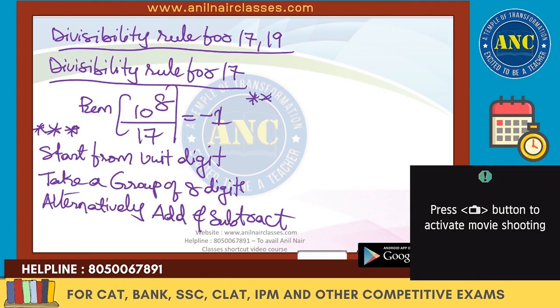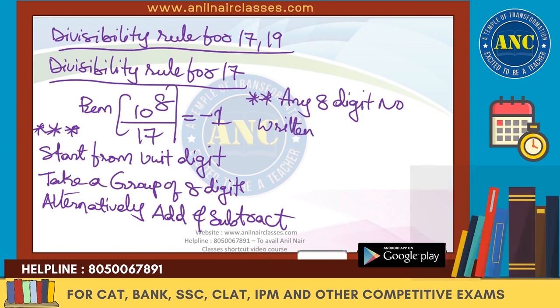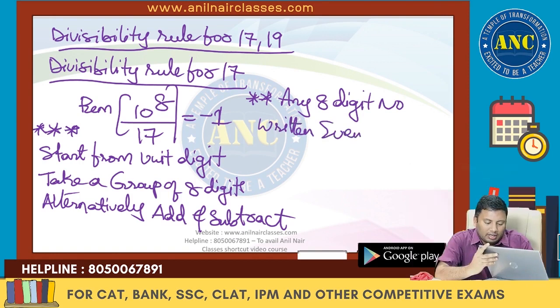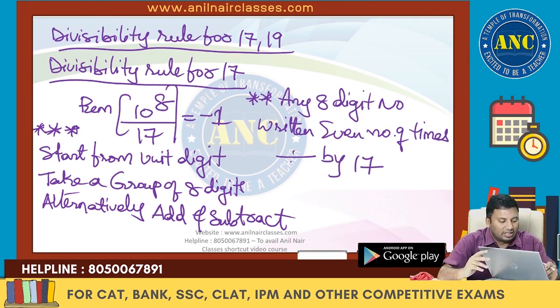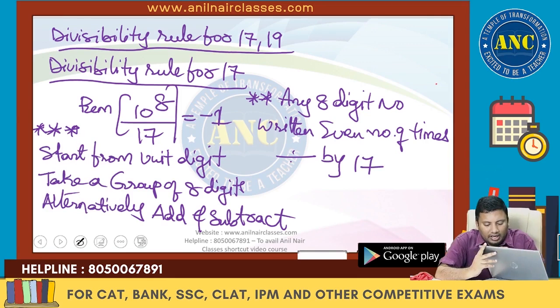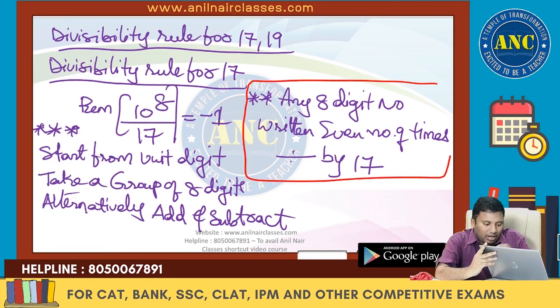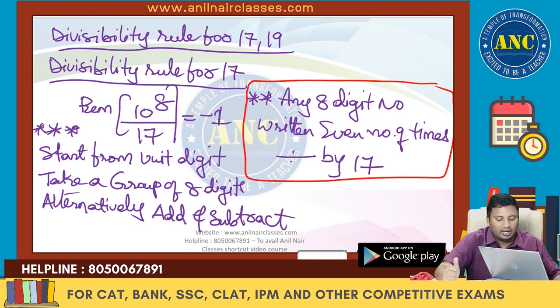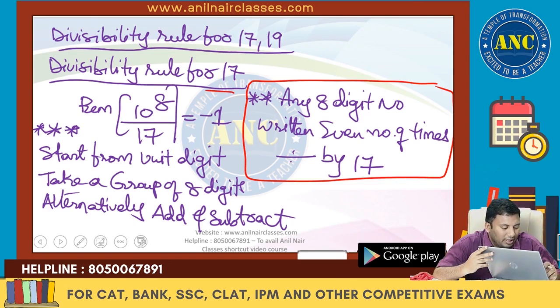Another point is any 8-digit number written even number of times. Any 8-digit number written even number of times is always divisible by 17. Please write down this point. If an 8-digit number is written even number of times, that means it is divisible by 17.